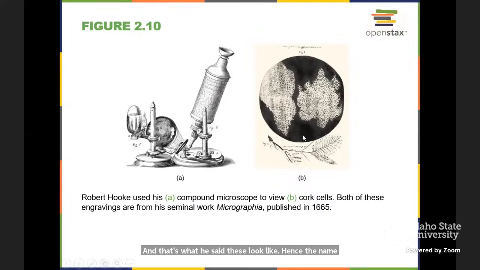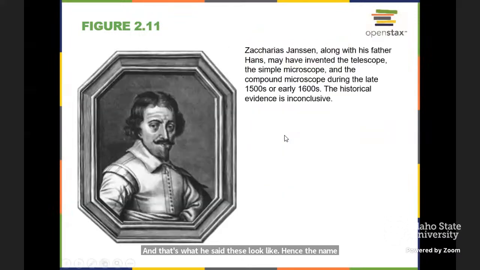Crazy. So he visualizes this. Another one, and this a little bit beforehand. Zacharias Janssen and his father Hans may have invented the telescope and a simple microscope similar to what Leeuwenhoek built and used, all right? And then stepping it up to more of a compound type of microscope, like looking at what Hooke used just a second ago, all right?